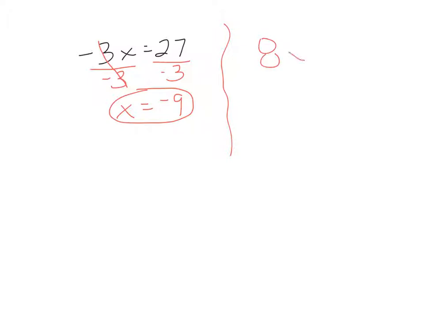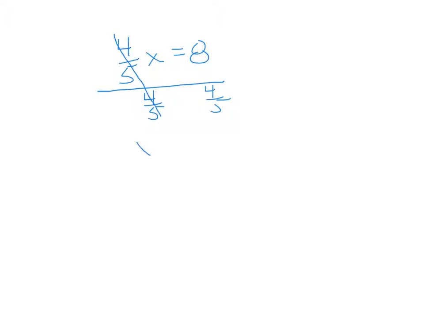Sometimes when you're doing it, you might not get an integer answer or a whole number answer. And here's an example. 8x is equal to 5. I'm going to do exactly the same procedure. I'm going to divide both sides by 8. On the left-hand side, 8 divided by 8 gives me 1. I'm just left with an answer of 5/8.